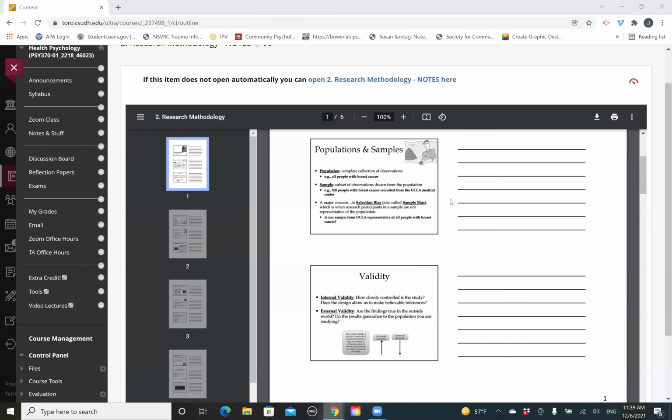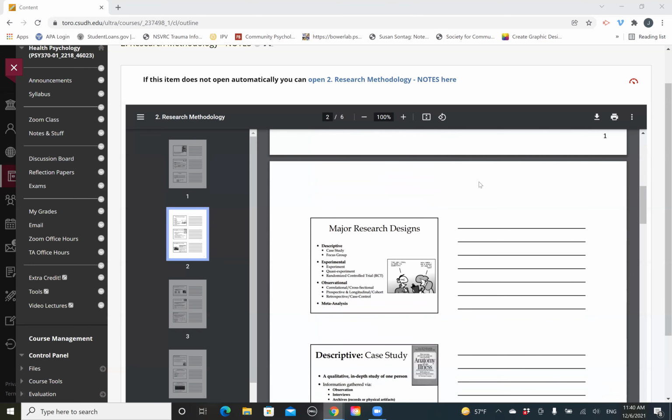External validity: are the findings true in the outside world? The results generalize to the population you are studying. And this is where what I was saying previously, selection bias, might really feed into it. Will these results using this sample be able to be generalized and thus have sound external validity?